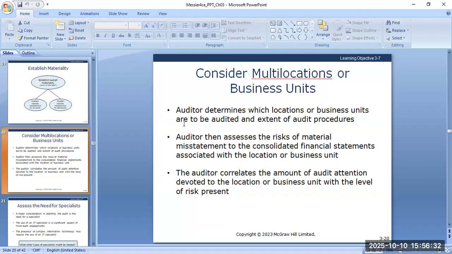And we're going to correlate the amount of audit attention devoted to the location or the business unit with the level of risk that we assess inside the entity. So if the risk is high, then we have to put in more procedures and pay more attention. If the risk is low, then less attention. Again, the amount of audit attention correlates with the level of risk.